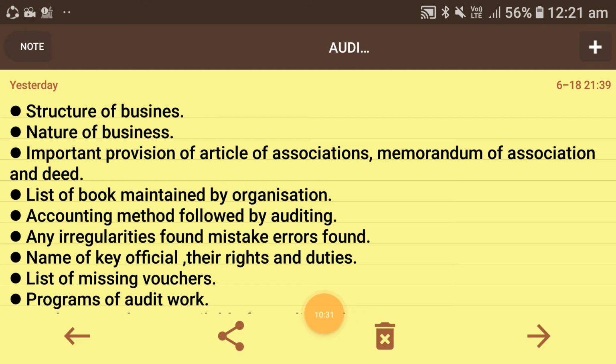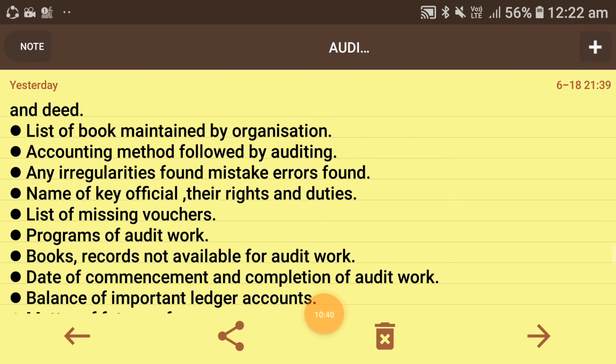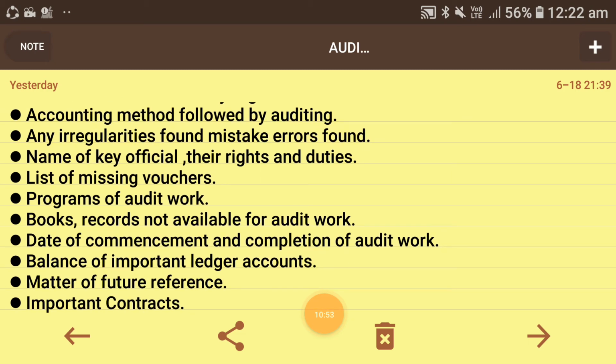Next is accounting method followed, any irregularities found, mistakes, errors found, names of the key officials, their rights and duties, list of missing vouchers, program of audit work, books and records not available for audit. What are the books and records which are not available for audit work during the time of auditing? It should be recorded in the audit notebook. Next is date of commencement and completion of audit work, balance of important ledger accounts, what accounts have credit balance, which accounts have debit balance, so it should be recorded in a perfect manner.